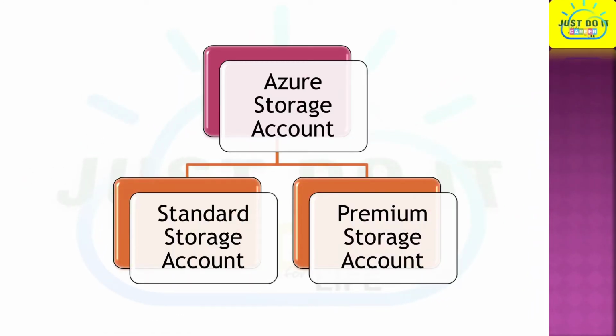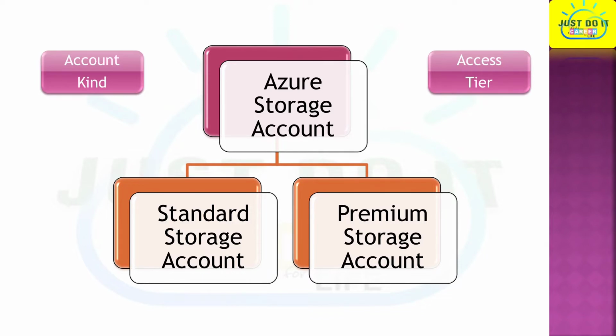There are two main types. One is standard and one is premium. Before we move on, let's understand what account kind is. Account kind is the version that you want to select. So as per the version that you select, you will get the advanced features. After that, there come the access tiers. Access tiers are of two types. One is hot and one is cool.